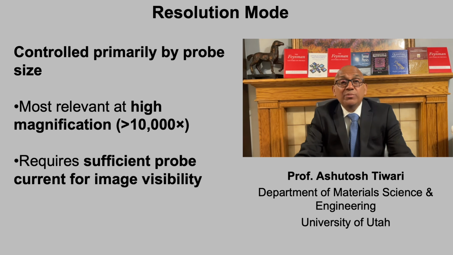However, reducing probe size often reduces beam current. To form a usable image, there must still be enough electrons reaching the detector to provide adequate signal and contrast. As a result, resolution mode always involves a balance. The probe must be small enough to resolve fine details, but it must still carry sufficient current to make those details visible. This trade-off is central to high magnification SEM imaging and explains why resolution mode requires careful alignment and optimization.